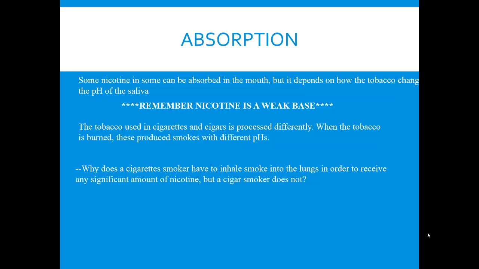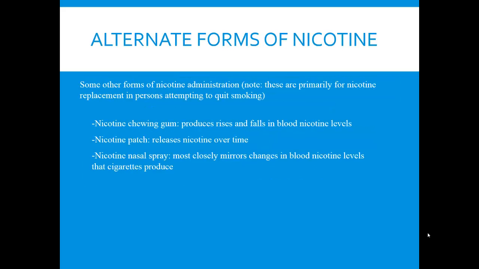Let's see what we've got next. These are some alternate forms of nicotine, and because they are alternate forms of nicotine, they account for some alternate modes of administration. What you'll notice is that these alternate forms are mostly used in individuals that are trying to quit smoking. So you've got the nicotine chewing gum. This produces rises and falls in blood nicotine levels because the individual chews a piece of gum, the blood levels rise, and then the blood levels drop, and then they chew another piece of gum until the blood levels rise and drop.